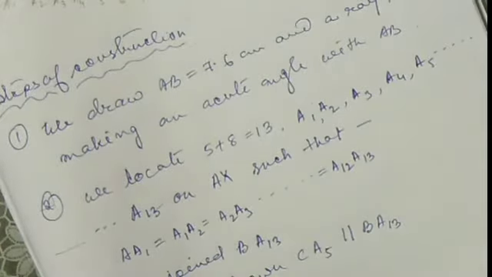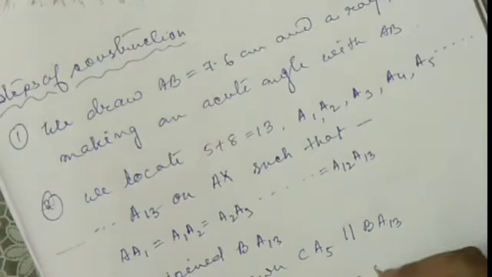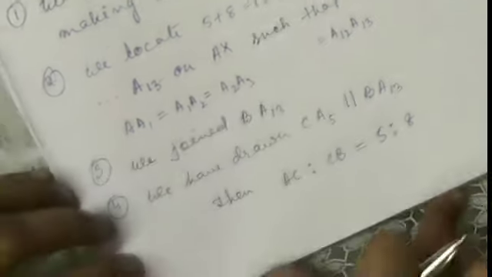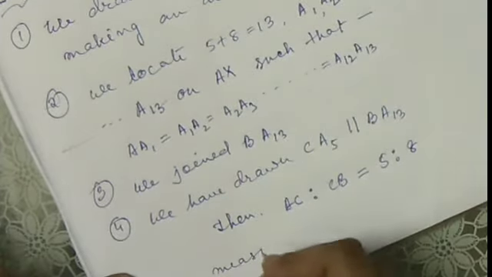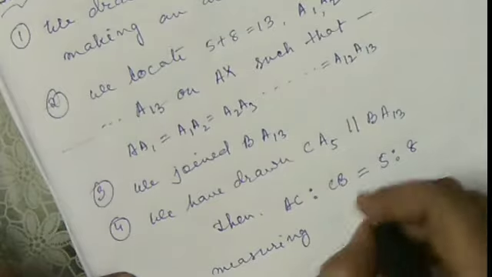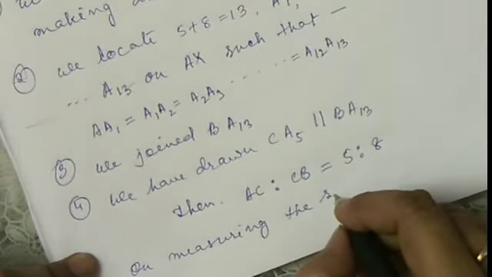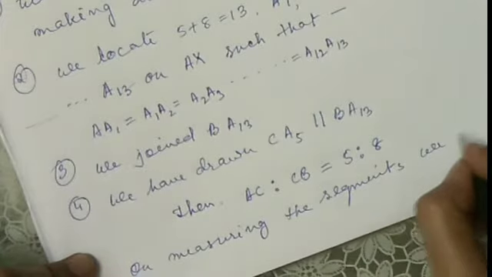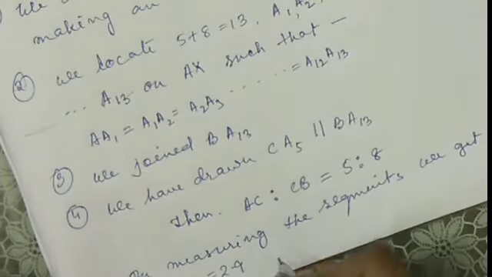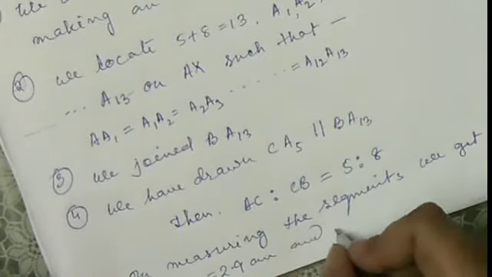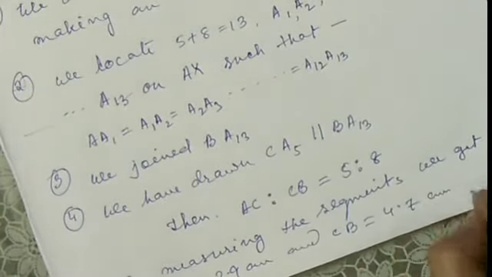Then AC is to CB is given as 5:8. So on measuring the segments, we get AC is equal to 2.9 centimeter and CB is equal to 4.7 centimeter.